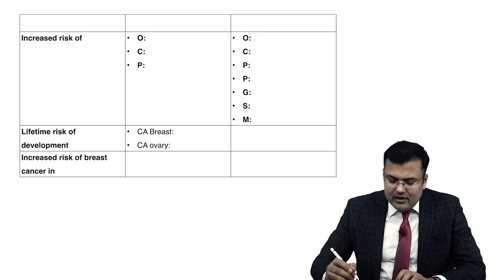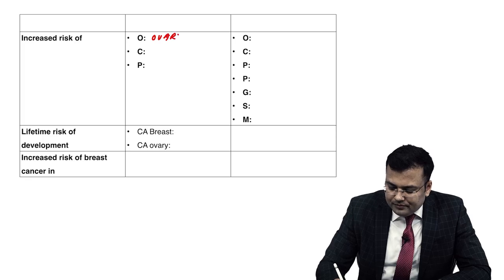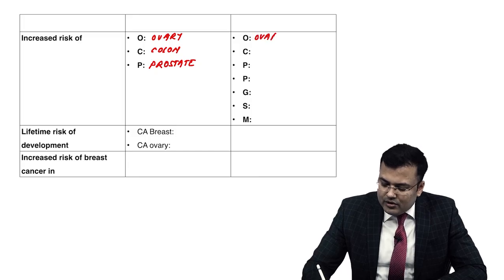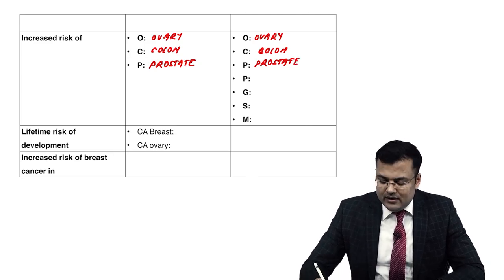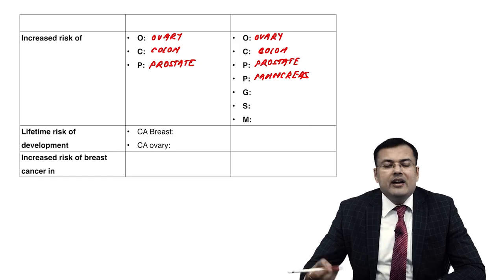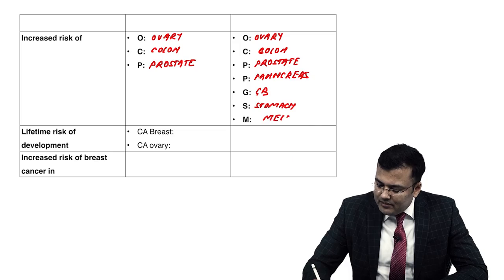Other differences. Apart from breast cancer, there is increased risk of OCP. Which malignancy? O means ovary, C means colon, P means prostate. In BRCA2, the same OCP: ovary, colon, prostate. Apart from ovary, colon, prostate, there are pancreas, and GSM: G means gallbladder, S means stomach, M means melanoma. So it is gallbladder, stomach and melanoma.